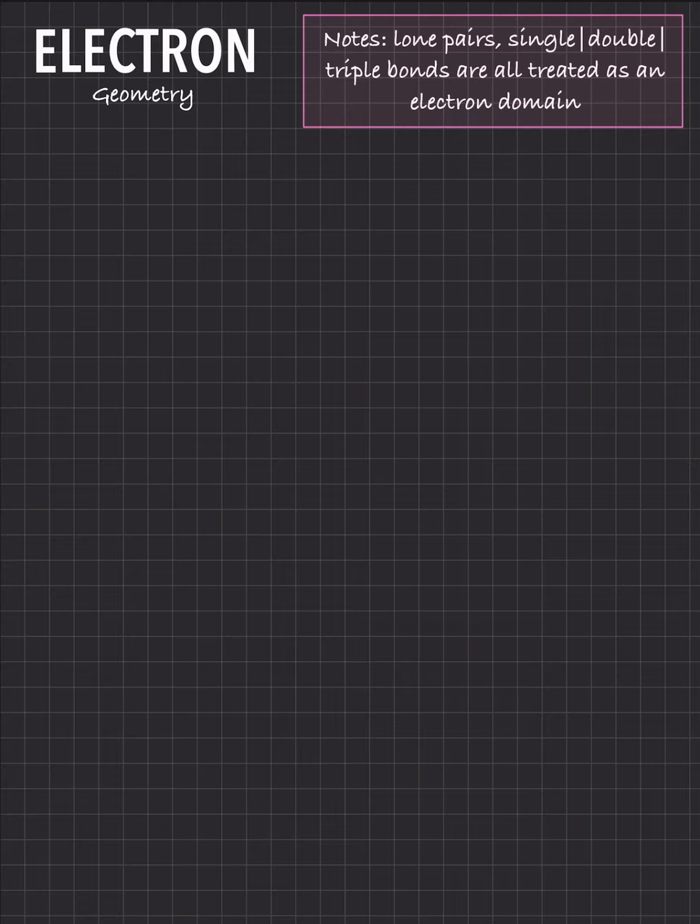So again, electron pairs around a central atom are going to repel each other and try to arrange themselves as far apart as possible, okay? So when you have electron geometry and molecular geometry, this is the difference. This is the key method for you to remember this. Electron geometry considers everything. It considers lone pairs, and single, double, and triple bonds are all treated as an electron domain. And some of you are going to be like, what is an electron domain?